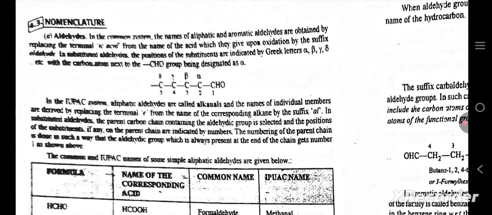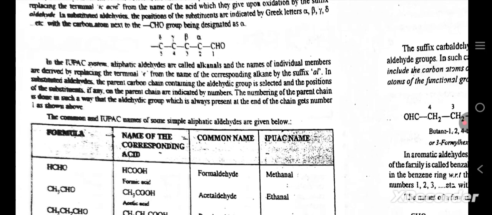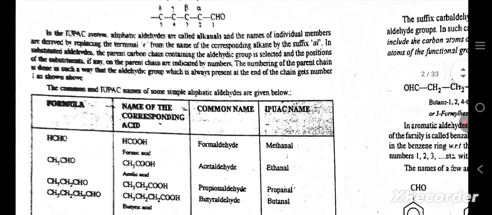Nomenclature. Aldehydes in the common system. The names of aliphatic and aromatic aldehydes are obtained by replacing the terminal -ic acid from the name of the acid they give upon oxidation by the suffix aldehyde. In substituted aldehydes, the positions of the substituents are indicated by Greek letters alpha, beta, gamma, delta, with the carbon atom next to the CHO group being designated as alpha.